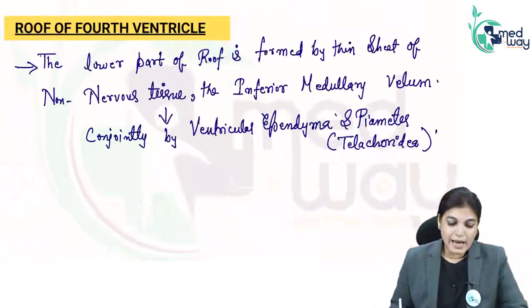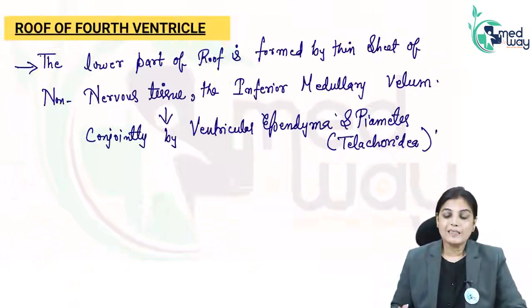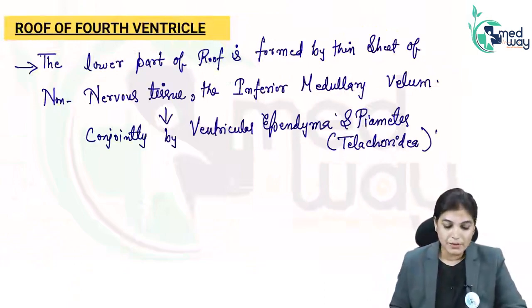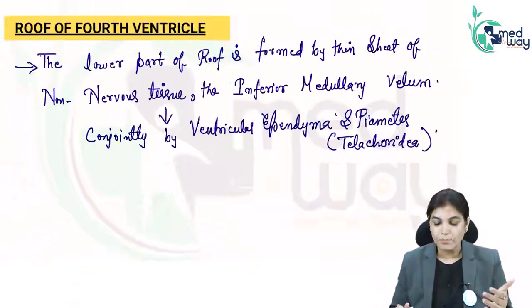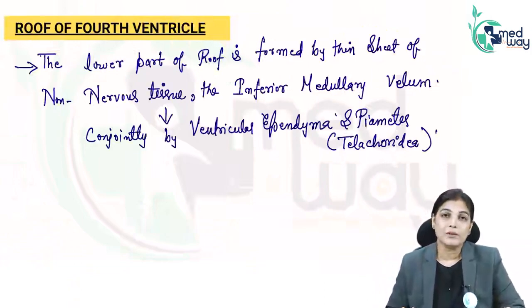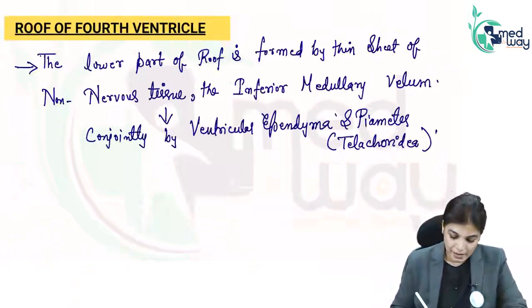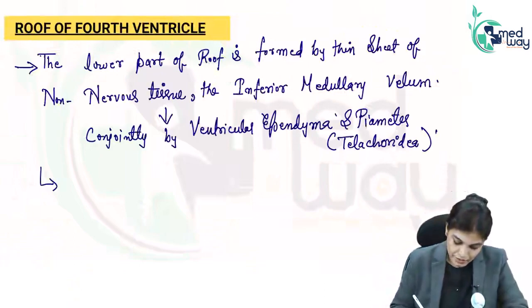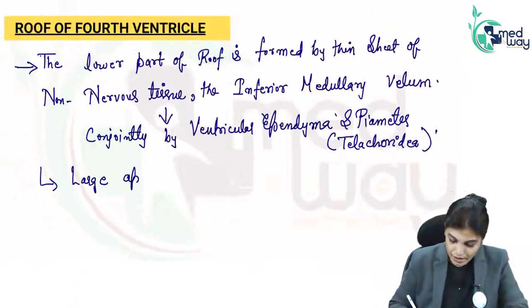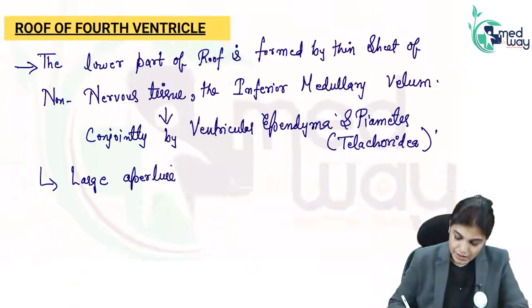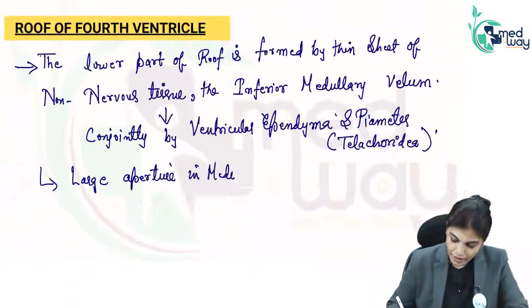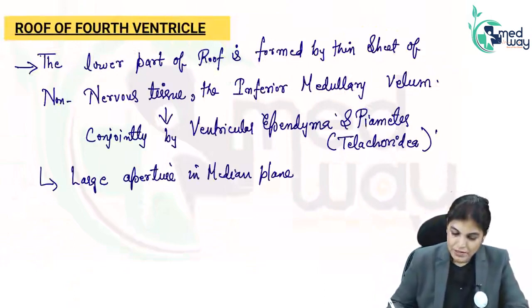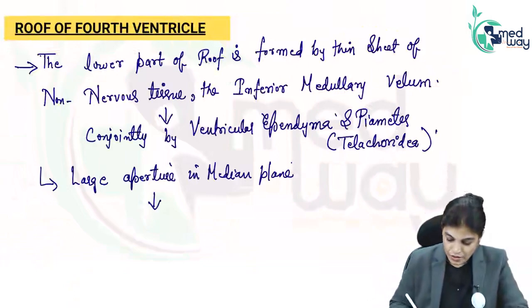Now, it is also important for us to know that it is intimately related with the nodule part of the inferior vermis of the cerebellum. If I am talking about the lower part of the inferior medullary velum, in the lower part there is an aperture. There is one large aperture in the median plane, and this large aperture in the median plane is called the foramen of Magendie.